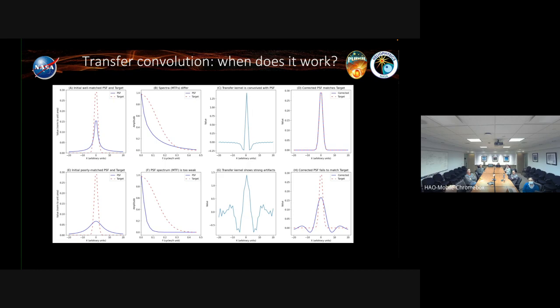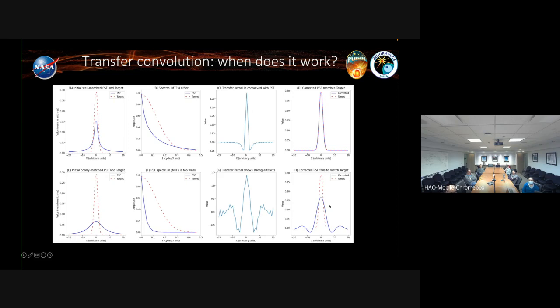Clear as mud, right? So we have these two different point spread functions. We have the one we want. We have the one we have. We develop a transfer PSF that allows us to convert from one to the other. As long as the properties of the destination PSF are correct, everything works. We don't get ringing and noise and so forth.